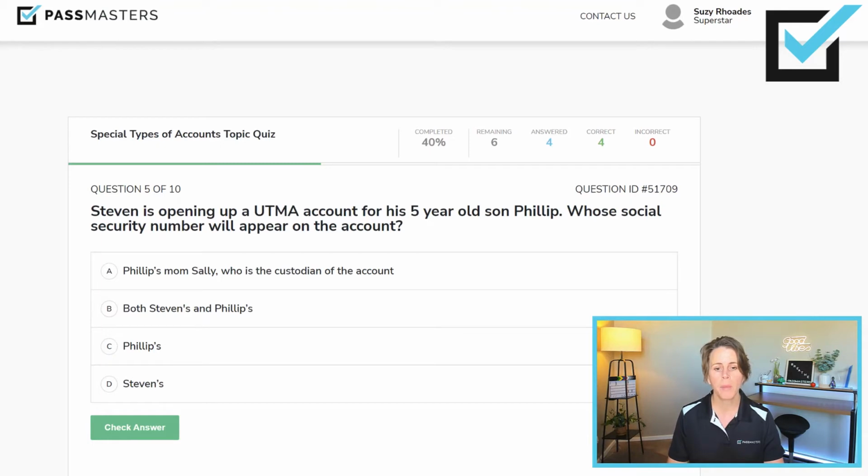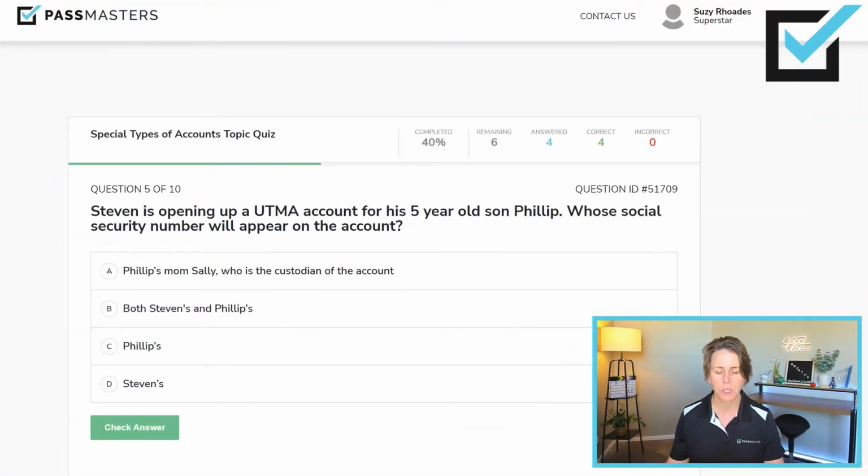Stephen is opening up a UTMA account for his 5-year-old son, Philip, whose social security number will appear on the account. With a UTMA account, there is one minor per account. There must be one custodian per account. The custodian does not have to be the parent. It often is, but it does not have to be. The custodian can be anyone of legal age. It is an account for the benefit of a minor. It is the minor's social security number that is used. So in the question, the minor is Philip.